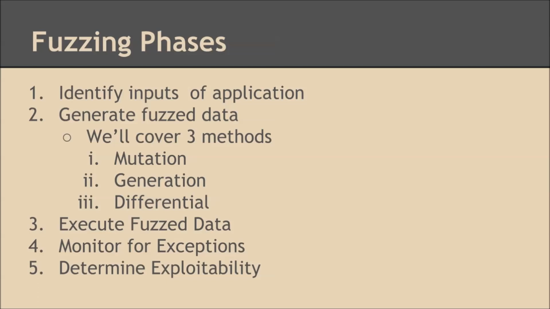So there are some basic phases to fuzzing and going about it. The first one is you identify the inputs of the application. You basically identify the attack surface of an application. Then you generate the fuzz data, and there are three different methods that we'll cover for this. Then you execute the fuzz data, and you monitor for exceptions, and you determine, when the bugs have happened, if they're exploitable.